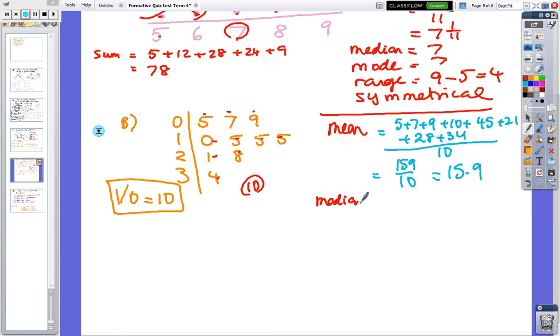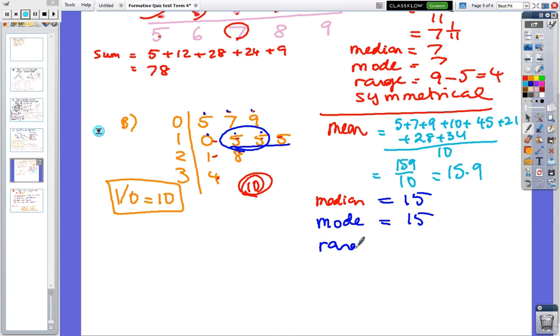Median. Now, because we've got an even number of scores, there's going to be 2 middles. It'll be the 5th and the 6th. So 1, 2, 3, 4, 5, 6. They're both a score of 15. The mode is the score that occurs the most, and that's 15 again.